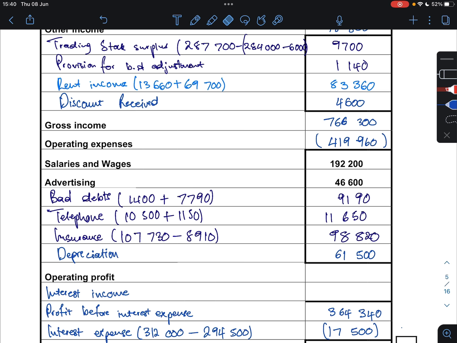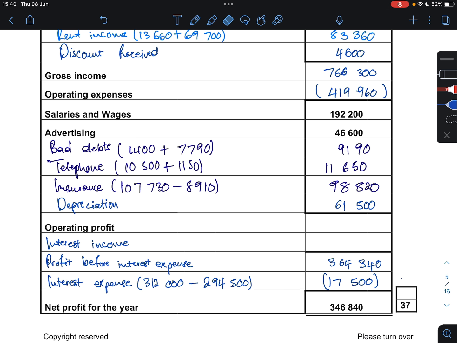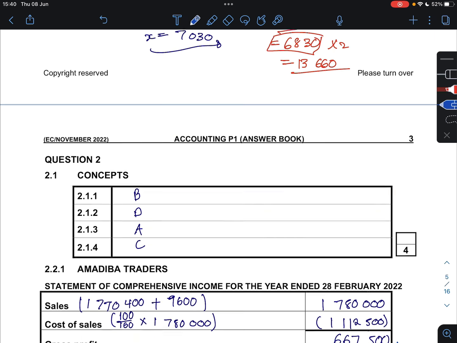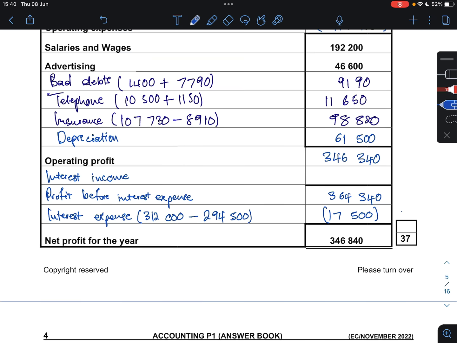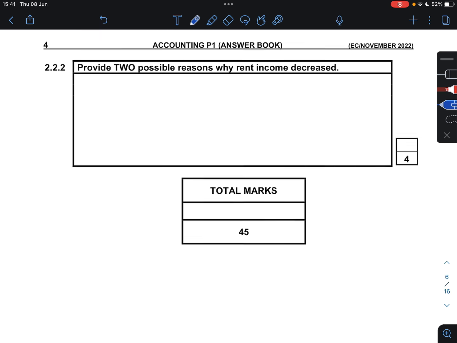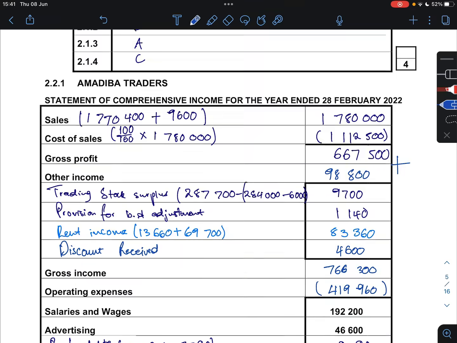766,300 minus 419,960, which is 346,340. And then I guess your interest income is supposed to be your balancing figure. So when you get your profit before interest expense, you can just subtract this to get your interest income. All right, so we are going to say 364,340 minus 346,340, and that gives us 18,000. Okay, so it looks like we are done with our statement of comprehensive income.